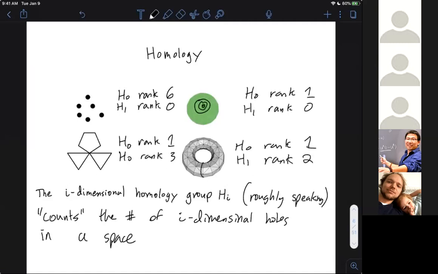And the torus has 2 interesting loops. So you can go around this way. You can go around this way. There are other loops you could draw on this torus, say wrapping around once in each direction, but that's a linear combination of the other 2.